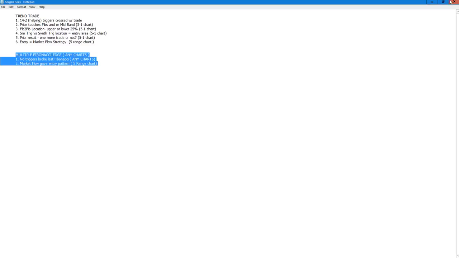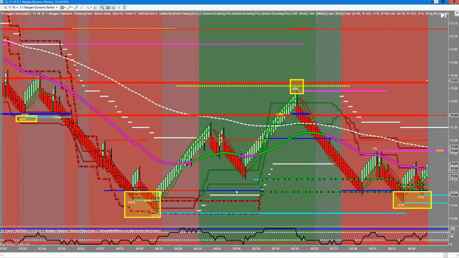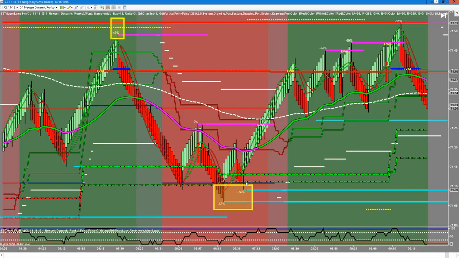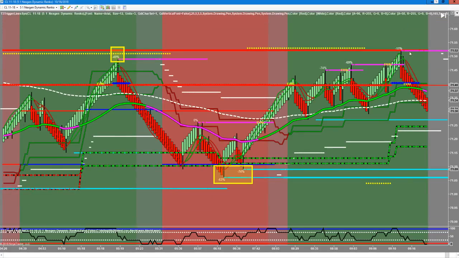All right, so edges of fibs, had you gone long with the trigger lines rolling up, guess what would have happened? You would have made money. And edges of fibs with divergence. No more longs, right? For the moment.